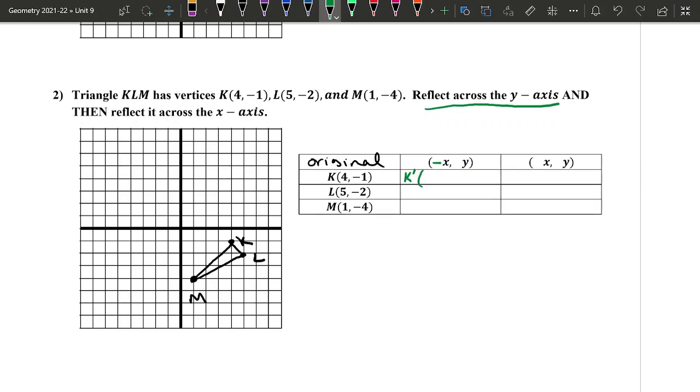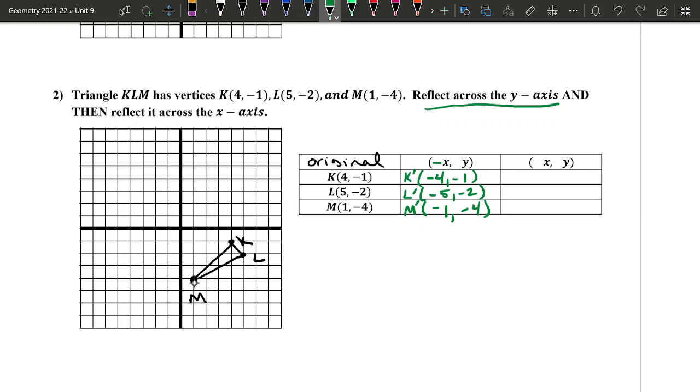So K prime is at negative 4, negative 1. L prime is at negative 5, negative 2. And M prime is at negative 1, negative 4. So then I'm going to plot those. It should just be taking this black one and flipping it across the y-axis.